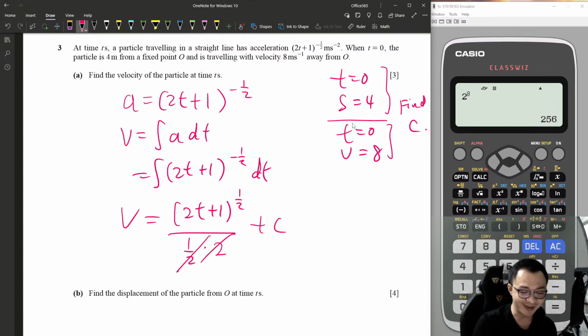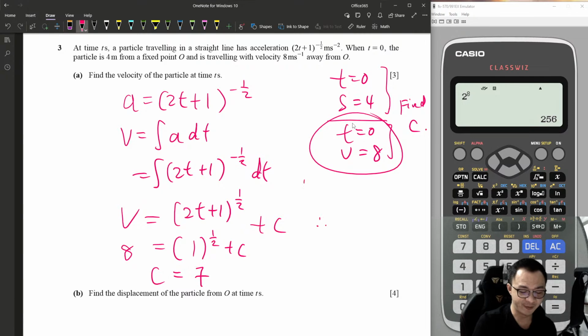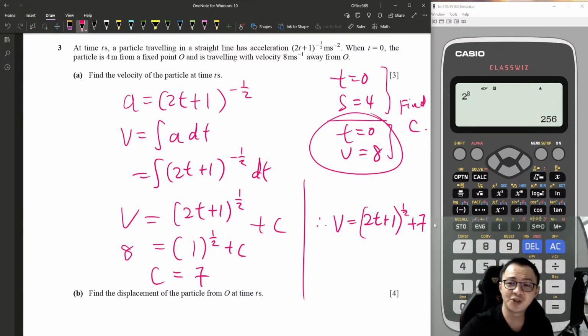So I want to find my c. I will take this group of information: when t is 0 and v is a. The bottom is just 1, I will ignore the bottom. This is a. This is 2 times 0, plus 1 power half, plus c. So c will be 7. So done. My velocity equation is 2t plus 1 power half plus 7. This should be quite easy and very straightforward.